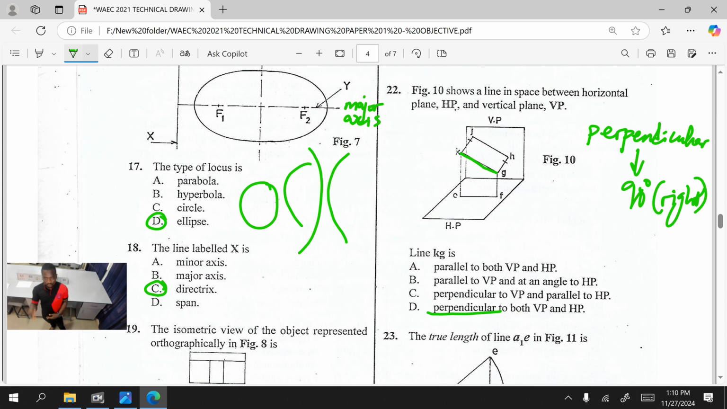So it lies between A and B. And if you look at VP, it is parallel to VP. You can see they draw it and it extends to VP. And you can even see they put equal lines on them.